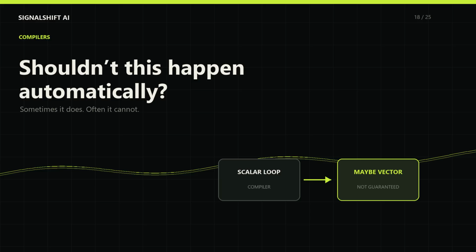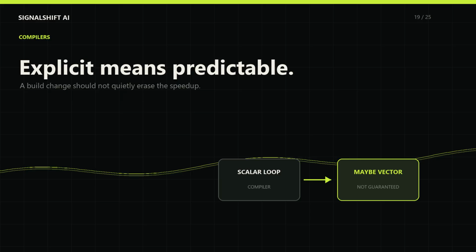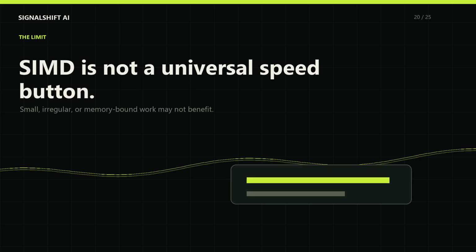SIMD is not a universal speed button. It is rarely worth the complexity for a loop that touches only a handful of values. It is a poor match when every element requires different logic, when the data is scattered unpredictably through memory, or when the program is already waiting on something slower than the processor. And a theoretical 8-lane operation does not make the complete application 8 times faster. Data movement, setup, reduction, and unrelated work remain. The useful question is narrower. Is this a hot loop, scanning, comparing, counting, or transforming a large amount of contiguous data in the same way? If the answer is yes, developers should at least recognize SIMD as an option.